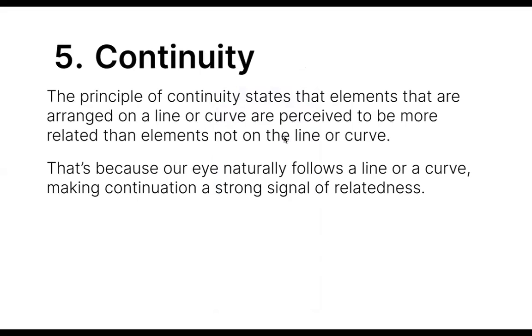There is also the principle of continuity, which states that elements that are arranged on a line or on a curve are perceived to be more related than elements that are not on the line or not on the curve. That's because our eye would naturally follow a line or a curve when making continuation. And continuation is a strong signal of relatedness. So things that are going on a straight line are typically assumed to be very related.